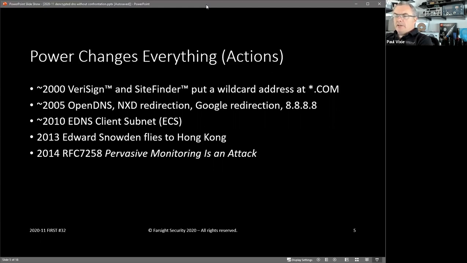That was the state of play when Edward Snowden famously flew to Hong Kong with a whole bunch of government data, about which much has been said and written. So I'm not going to recount any of that here, but I will say that the very next year we got RFC 7258 talking about pervasive monitoring and how it was a bad thing. And the IAB, Internet Architecture Board, then recommended, let's just not do that anymore.